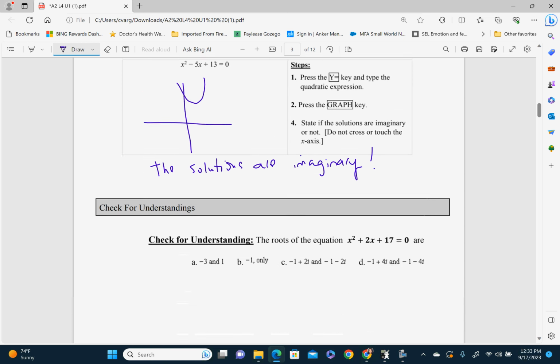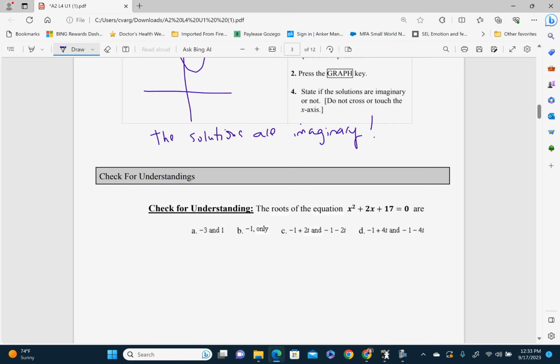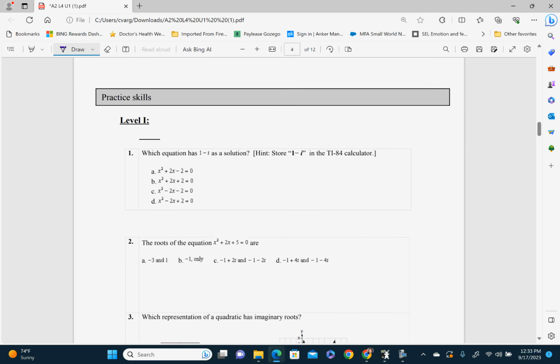All right, good, done. Go ahead and do the checks for understanding right here. Remember to use the quadratic formula: negative b plus or minus the square root of b squared minus 4ac, all over 2a. So go ahead and do this question, show Varghese, and then go ahead and do the Delta Math as well as these level 1 questions. All right, good job.